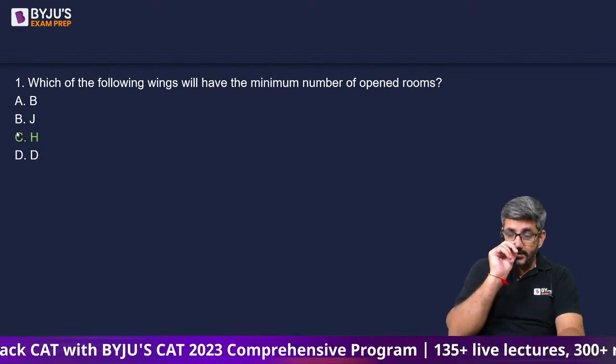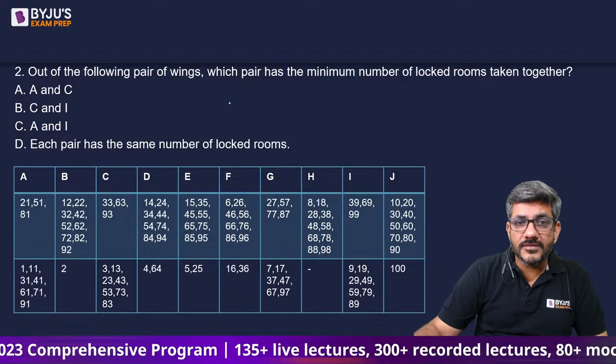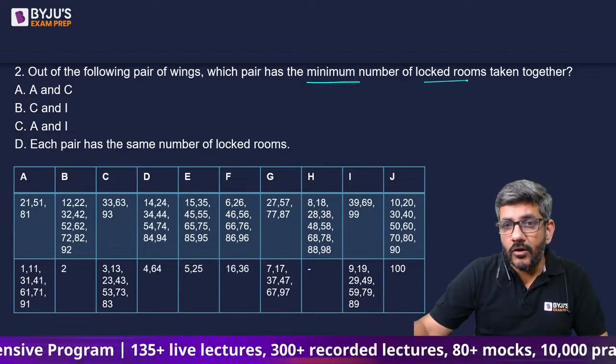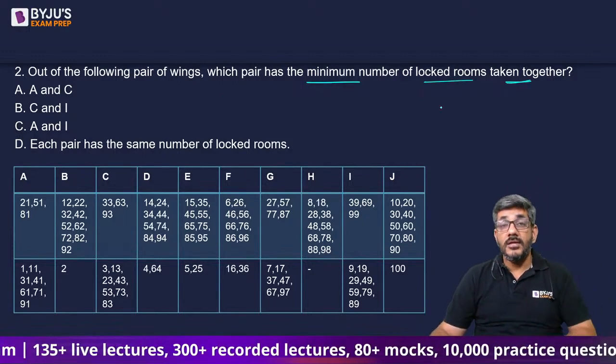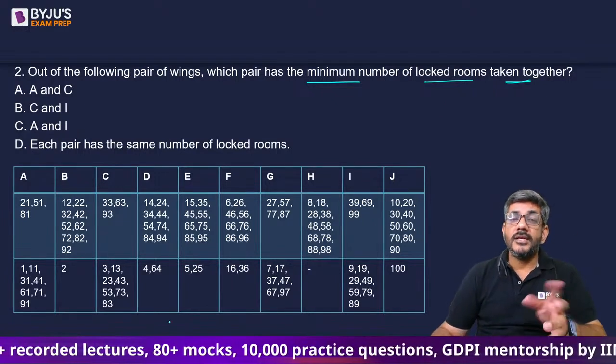तो H is the correct answer for first one. Second पे आते हैं. Out of the following pair of wings, which pair has the minimum number of locked rooms taken together? Taken together, right? Minimum number of locked rooms taken together.